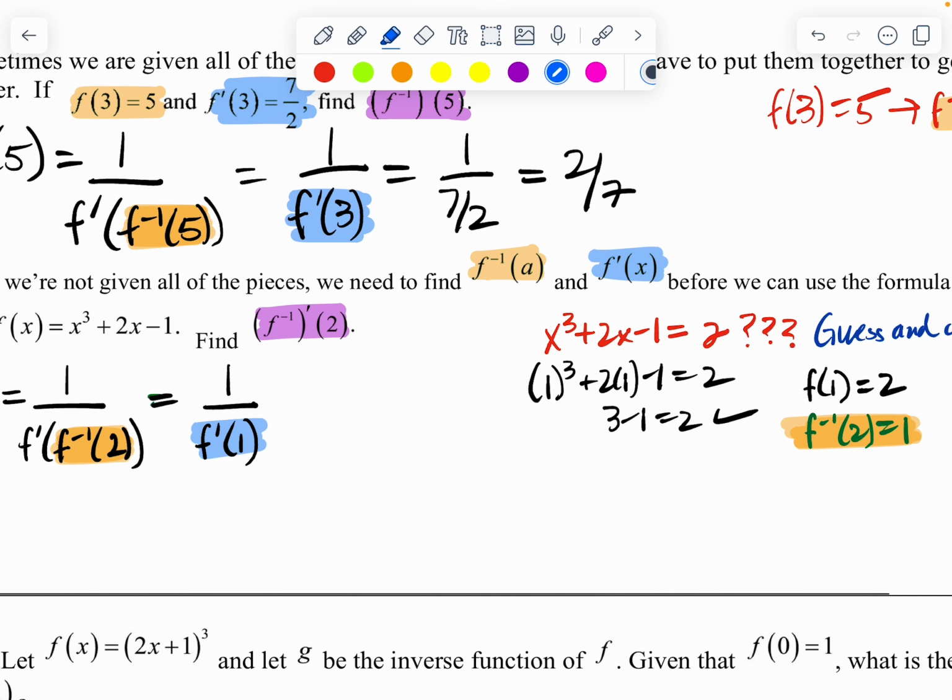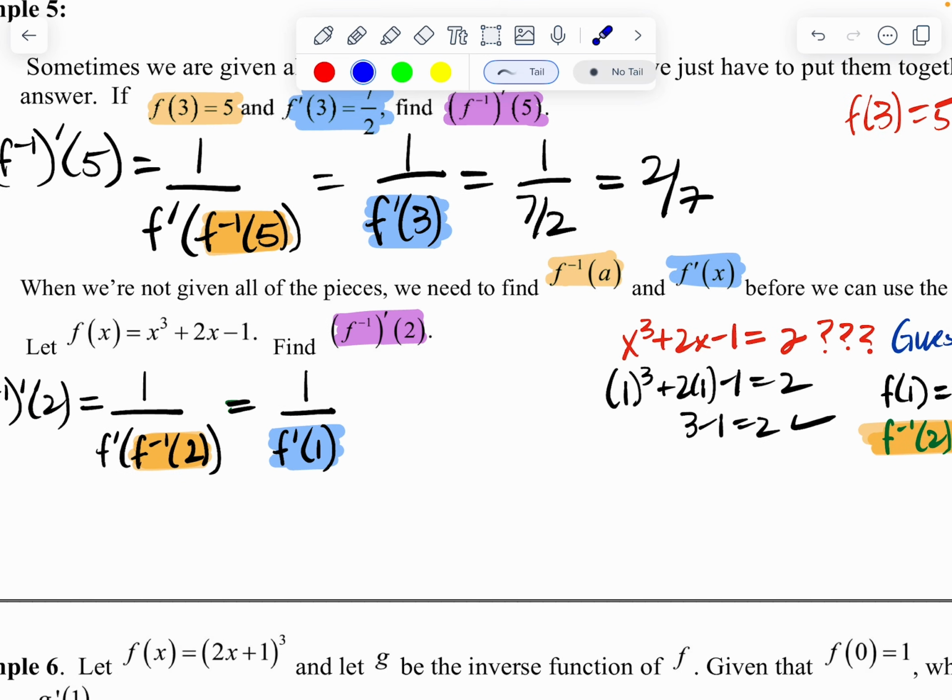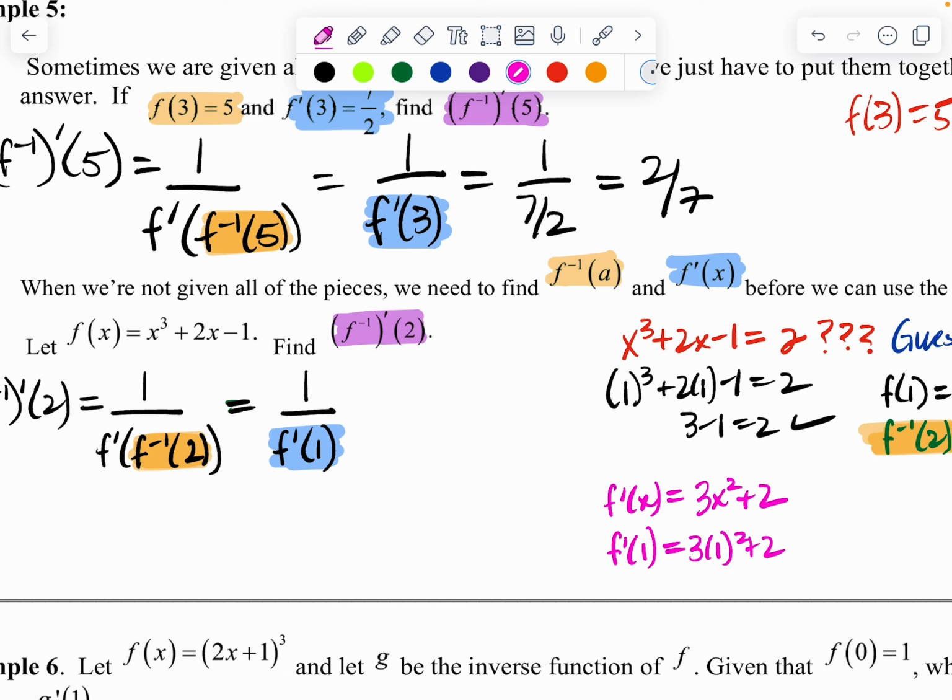They didn't give that to us, but we do have an equation for f of x, and we do have rules that let us find derivatives. I know how to find f prime of x, so I'm going to come over here and do that work. F prime of x is 3x squared plus 2. So f prime of 1 is 3 times 1 squared plus 2, which is 5. So f prime of 1 is 5, and so I just replace it. This is 1 over 5, and that is my final answer.